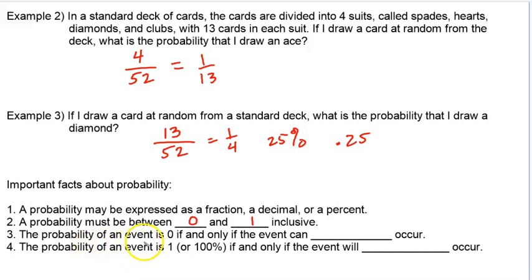The probability of an event is 0 if and only if the event can never happen. Okay, so on the number cube, for example, what's the probability of rolling a 7? Well, there is no 7 on the cube, so that would be a 0 probability. The probability of an event is 1, in other words, that's another way of saying 100%, if and only if the event will always occur. So I could say, roll the number cube, what's the probability that I will get an odd or an even? Well, that's going to be 100% because all of the numbers are one of those two possibilities.